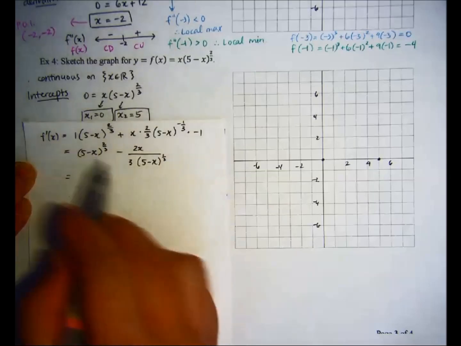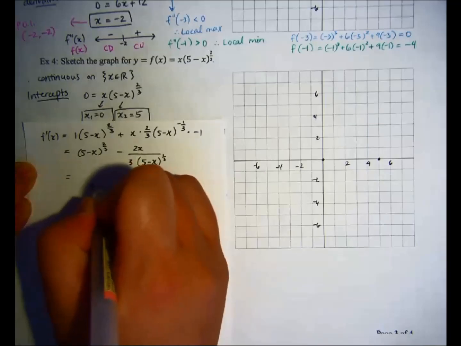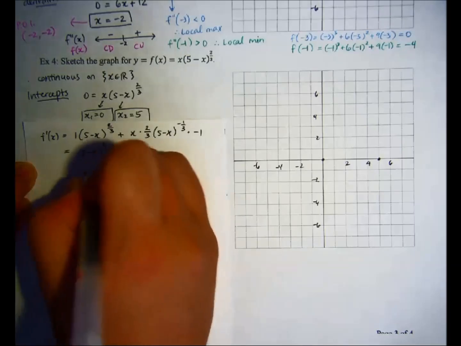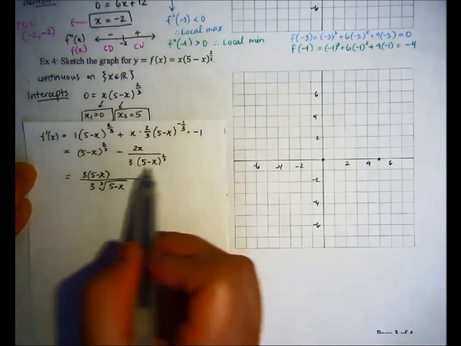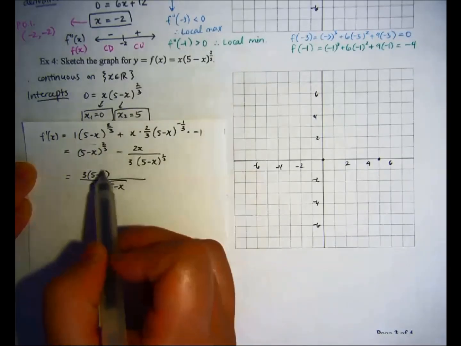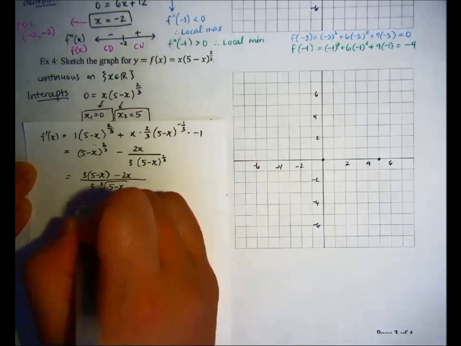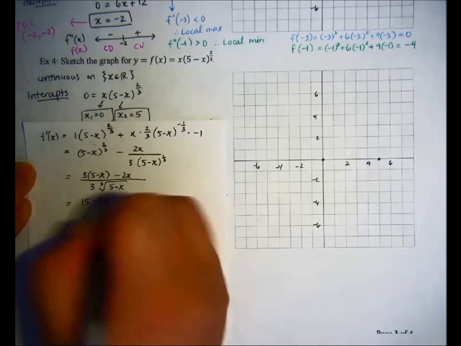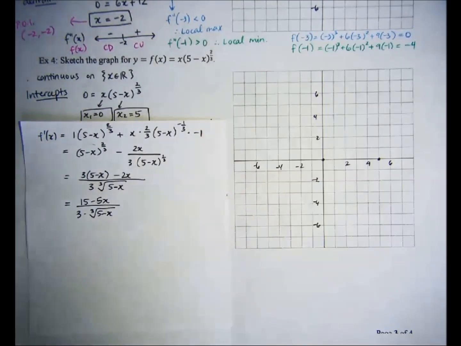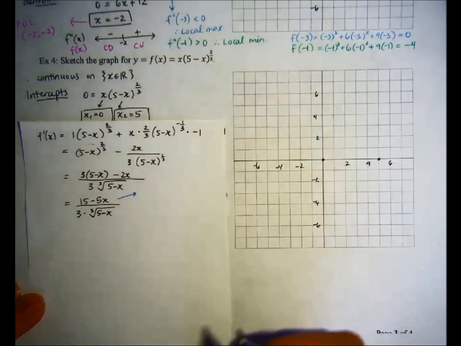Then I need the common denominator of 3 times (5 minus x) to the 1/3. So that is going to give me a numerator here of 3 times (5 minus x), because when I multiply (5 minus x) to the 1/3 with (5 minus x) to the 2/3, 2/3 and 1/3 add together, the exponent overall will be 1. Then when I multiply and add together, I get 15 minus 5x over 3 times cube root of (5 minus x). This is my first derivative, and now I need to figure out where it's going to equal 0 and where it will not exist.